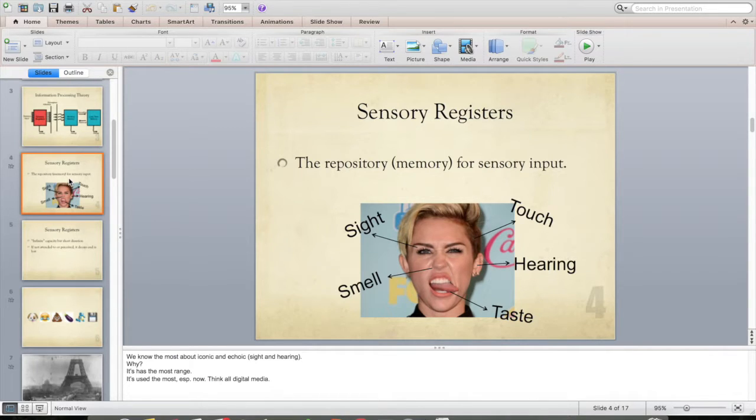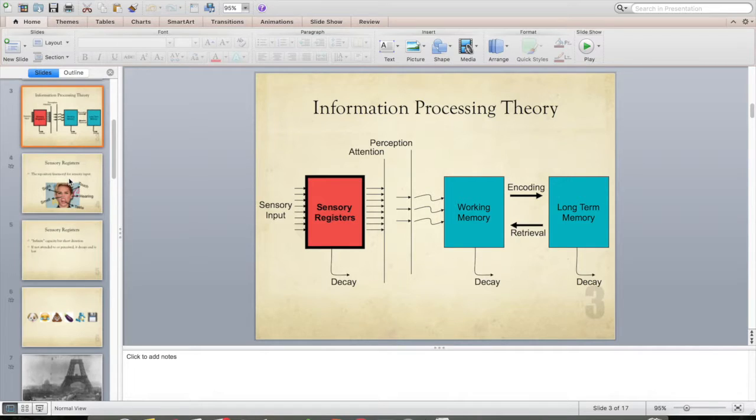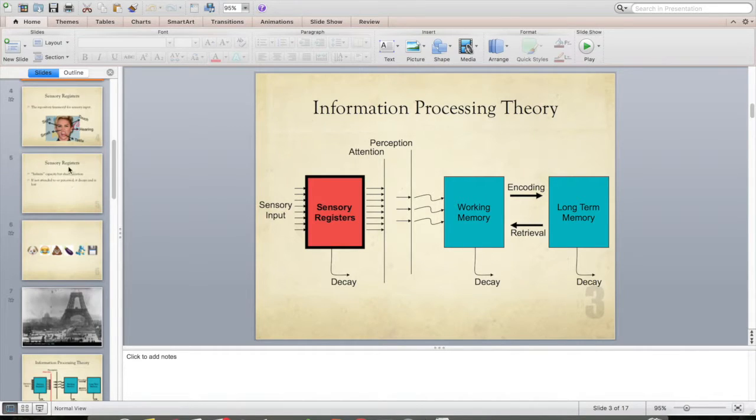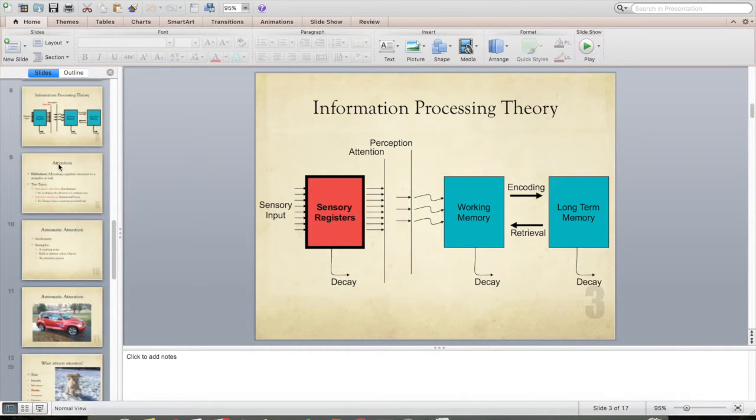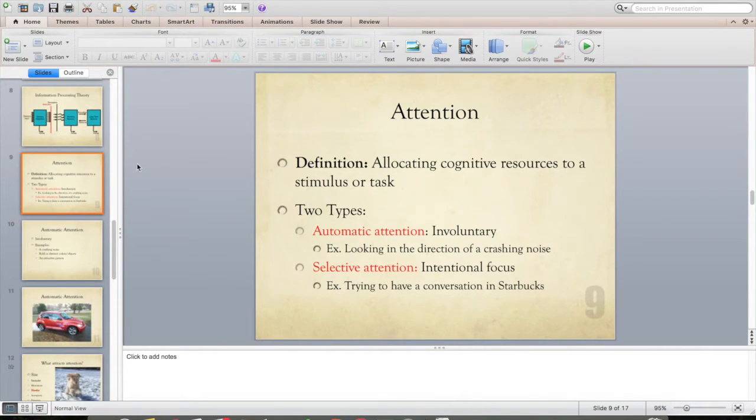The rest of it, I hope you can get from the PowerPoints or get from someone else's notes, but off we go. So information processing theory, it all starts with your sensory registers. Your sensory registers are just your 5 senses. And so if you talk about your senses, the first thing we need to talk about is attention, right?